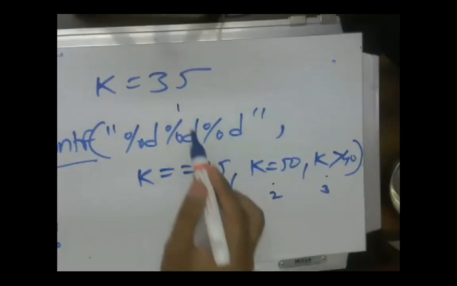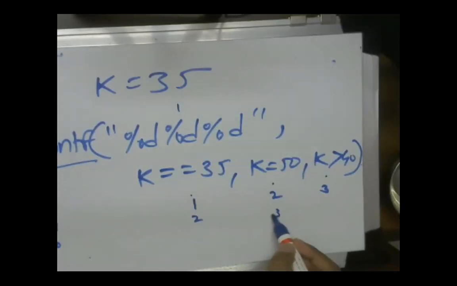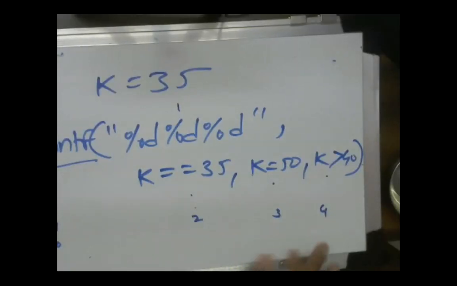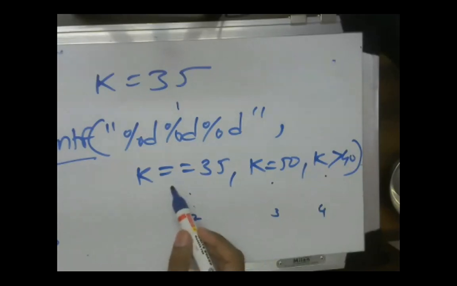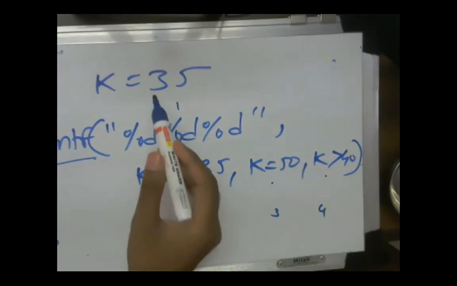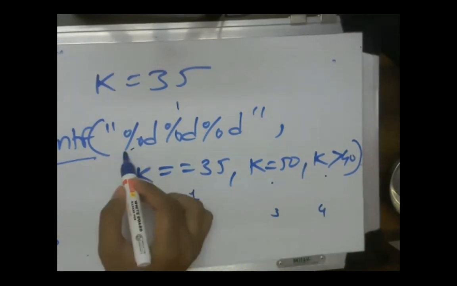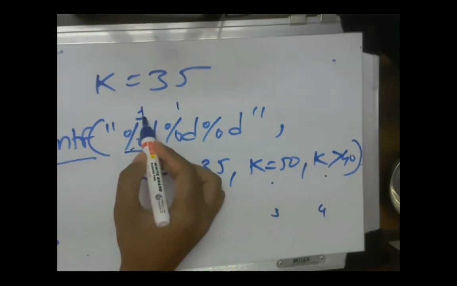I say argument number 1, argument number 2, argument number 3, argument number 4. Okay, first one. So which one gets solved? Now 2, 3, 4 is the number. 2. Okay, so if 2 is solved, then what is the answer? K equal to 35, the condition is true, so it will print 1. So instead of this %d, it will print 1.